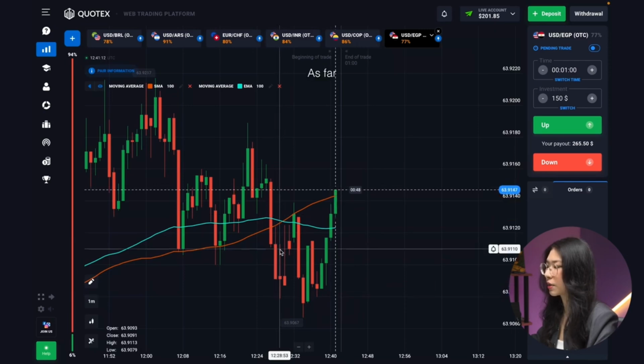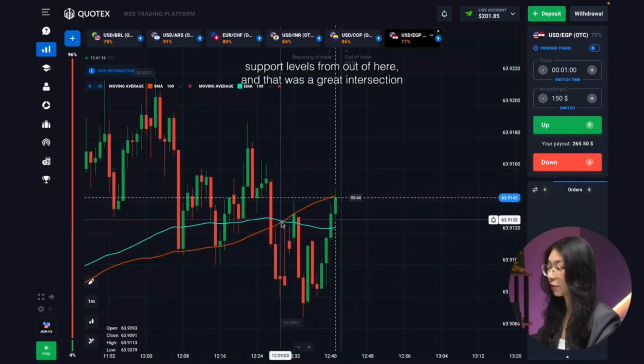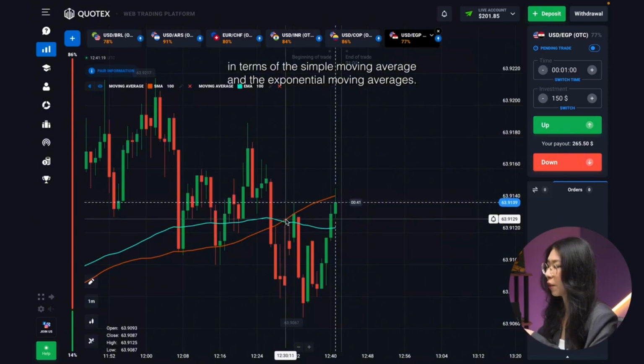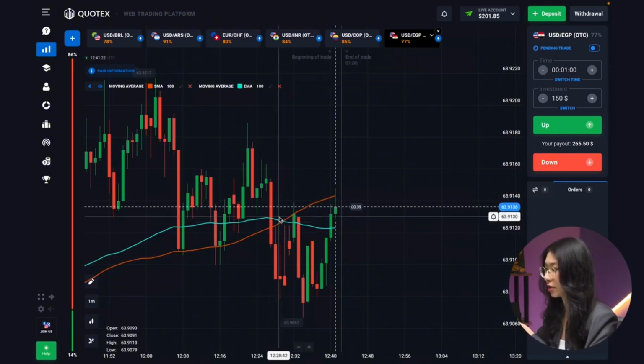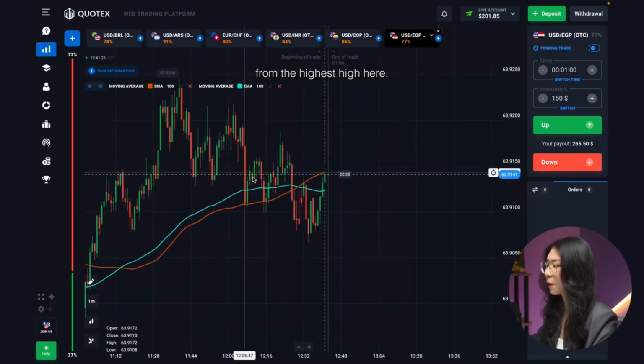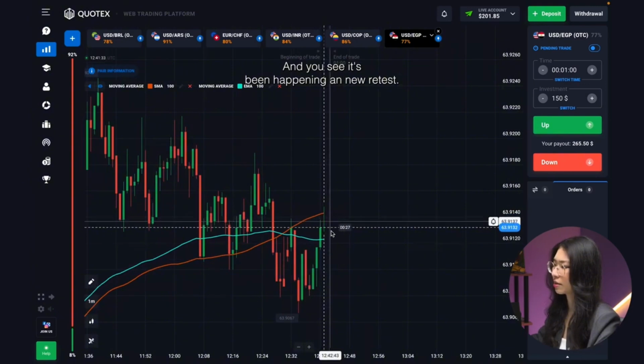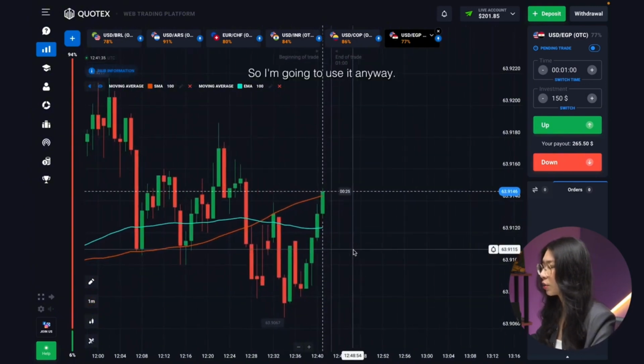And also, as far as you see, we had the support levels from out of here, and that was a great intersection in terms of simple moving average and exponential moving averages. So the whole quotations went down from the highest high here. And you see it's been happening in the Euro test. So I'm going to use it anyway.